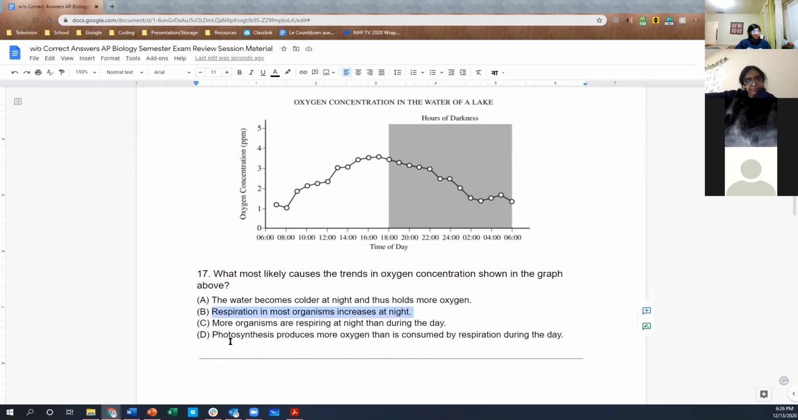Respiration, most organisms, that could be the answer. These two seem like they could be both. Like if you didn't know anything else, these two are too similar. So if either of these was right, then it wouldn't really make sense logically. So I would go with D because it produces more oxygen that is consumed by respiration during the day. That makes more sense. Okay. And yes, the correct answer is D. Because during the darkness, everything's basically asleep, right?